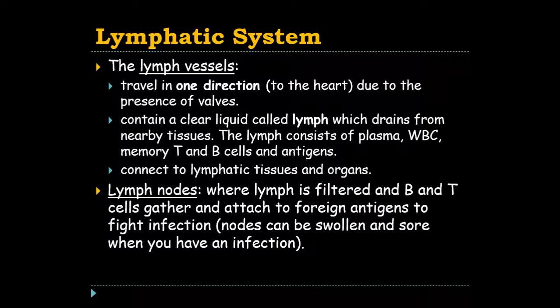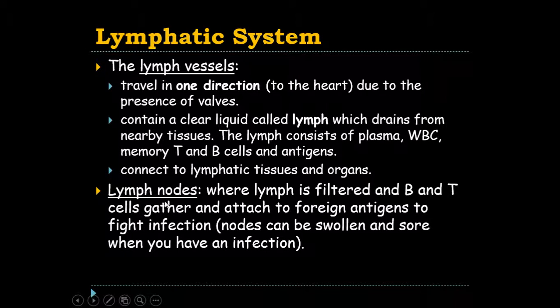It contains a clear liquid called lymph, and this drains from nearby tissue. So that extracellular fluid that surrounds the cells, that's the sort of stuff that drains into the lymphatic system. This lymph consists of plasma, white blood cells, T and B cells, and antigens. If these terms don't make sense to you, we're going to look at them in more detail in the coming videos. And this is all going to connect to the lymphatic tissue and the organs.